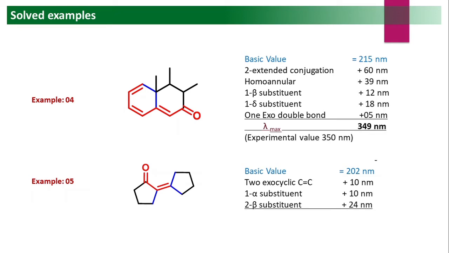Now there is no extra conjugation, no homoannular system, no other substituents. Then add these values, and lambda max will be 246 nanometer, and our experimental value is 245 nanometer, so close to that. Our calculated value must become closer to the experimental value. This experimental value will not be provided to us in the examination, but what is the aim? All the factors we should write. We should write the proper additive values to the base value, and then the addition should be correct, and then the answer will be correct.